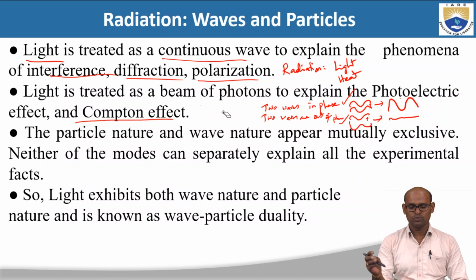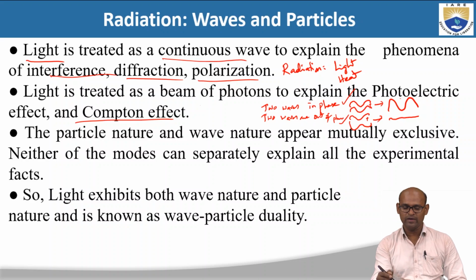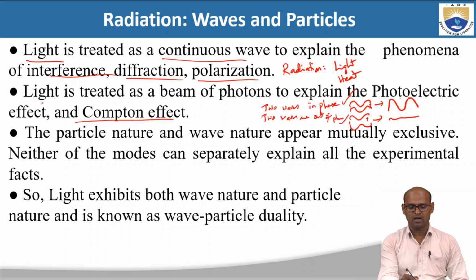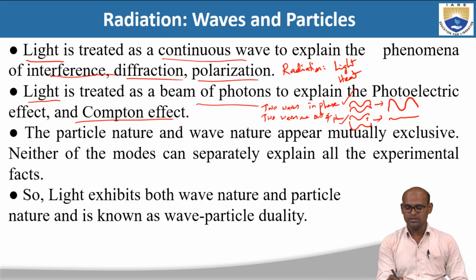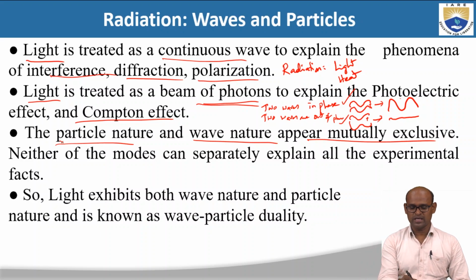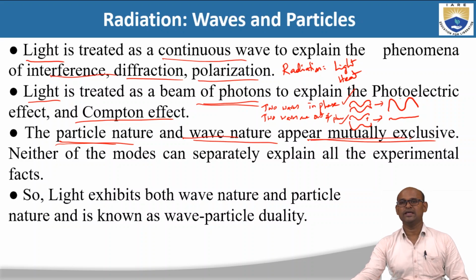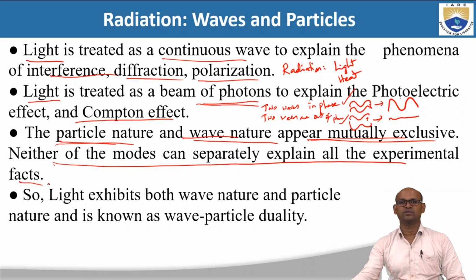So to understand interference, diffraction and polarization, we treat light as a wave, and to understand the photoelectric effect and Compton effect, we treat light as a beam of photons. The particle nature and wave nature appear mutually exclusive. To explain any one of these phenomena, we treat light as either a wave or a particle. That is why we say particle nature and wave nature are mutually exclusive, and neither of the modes can separately explain all the experimental facts.